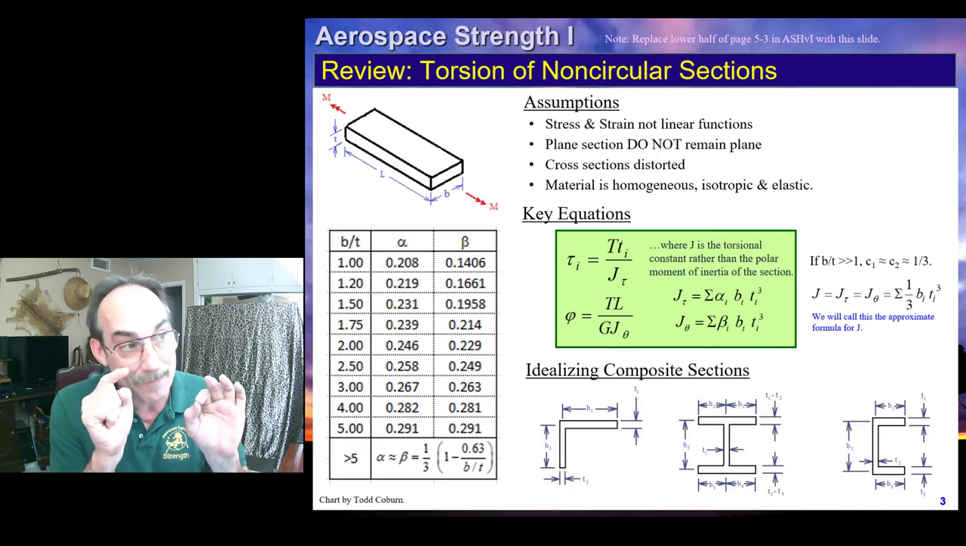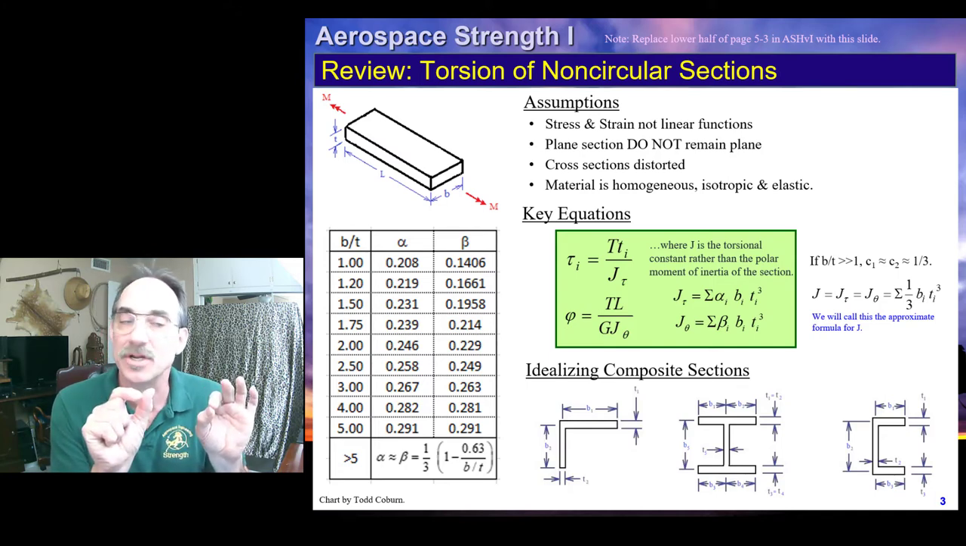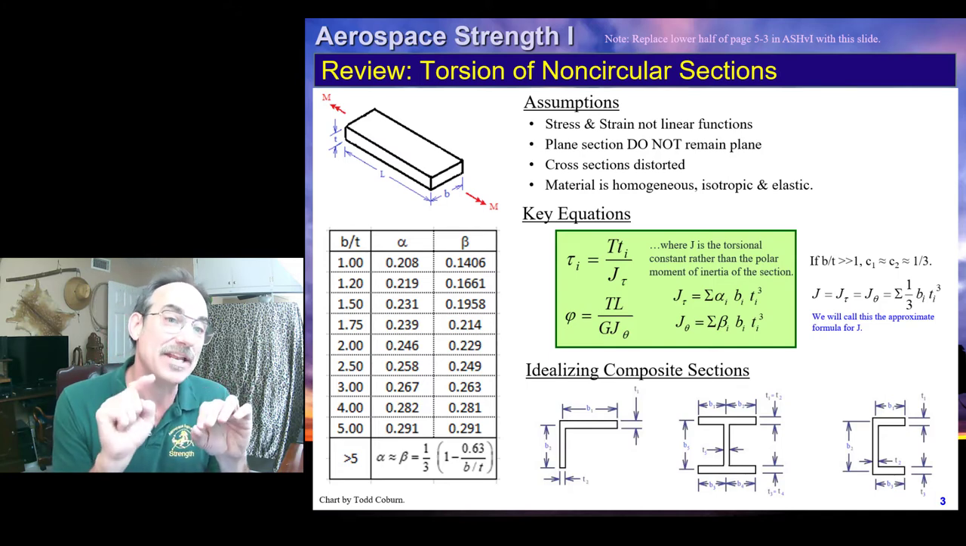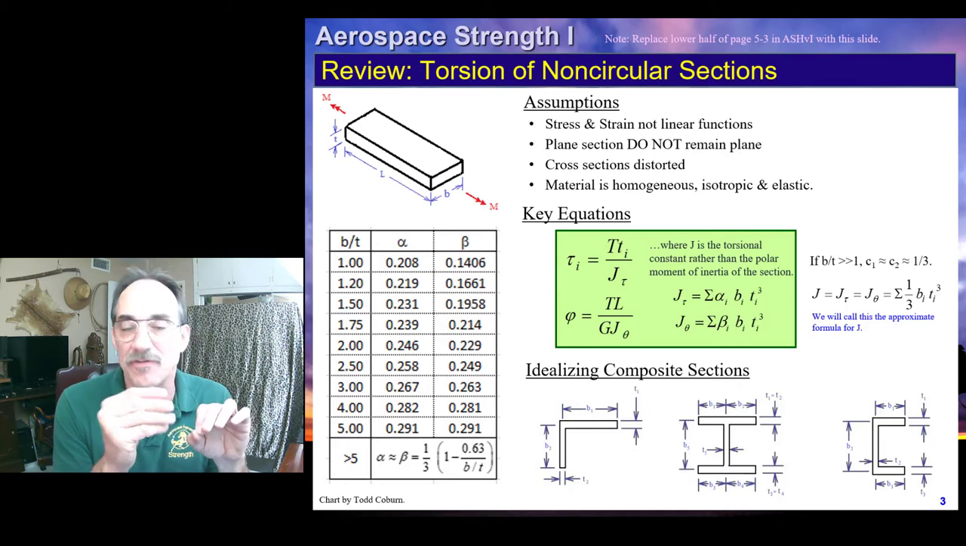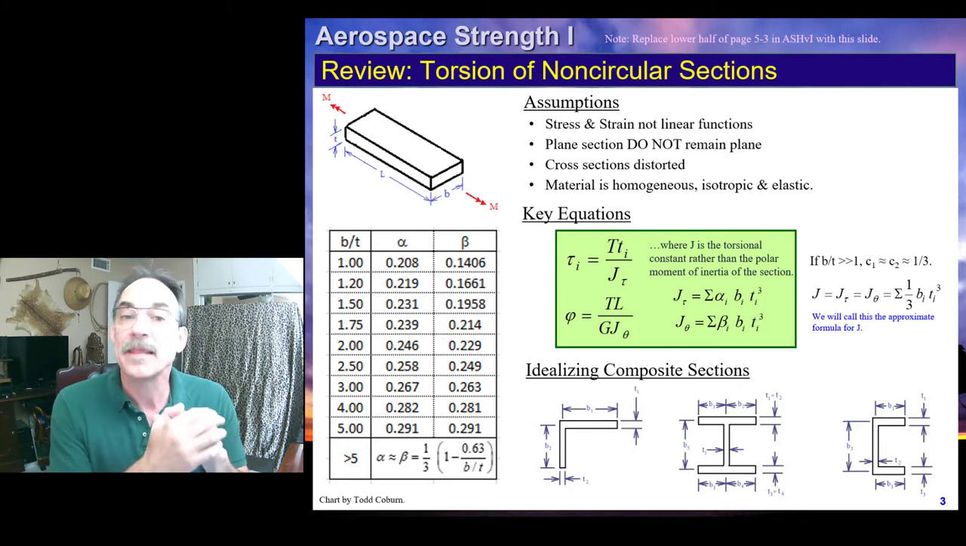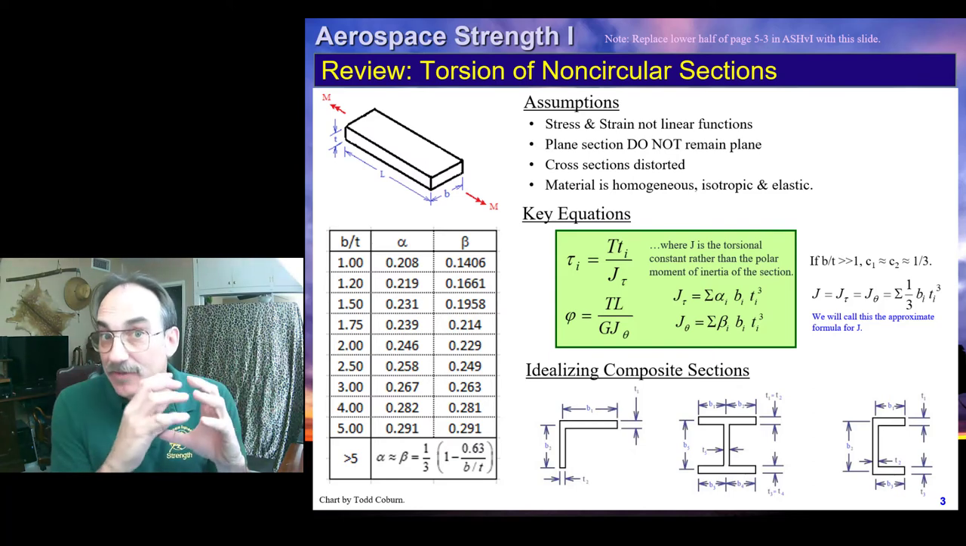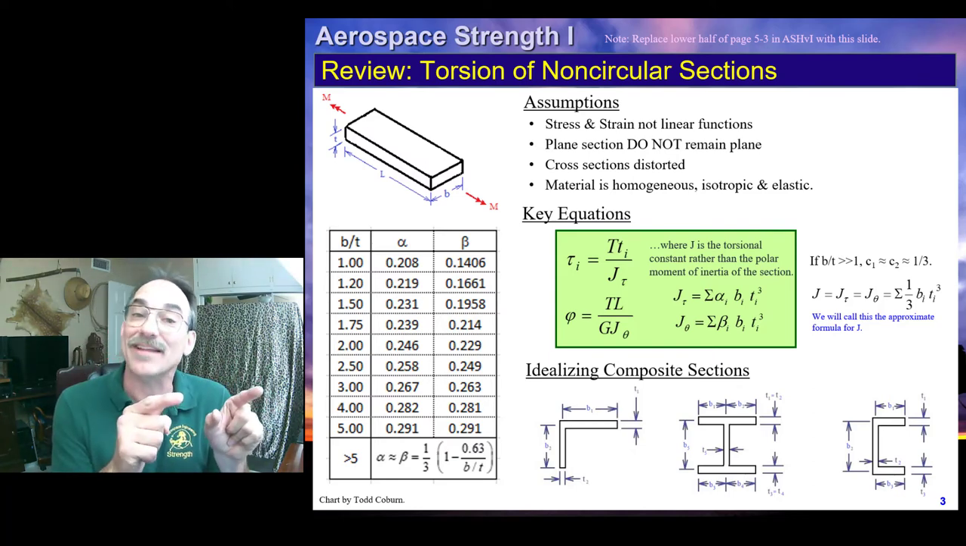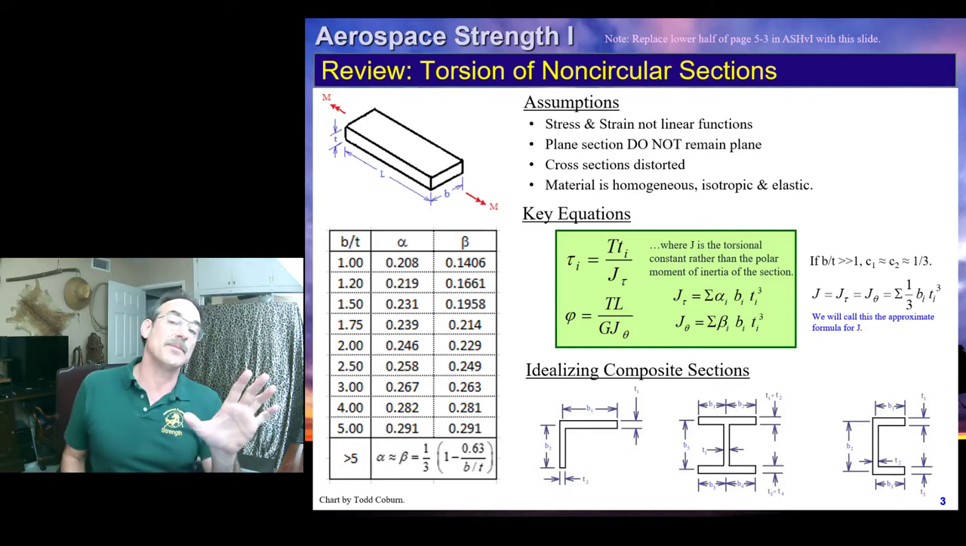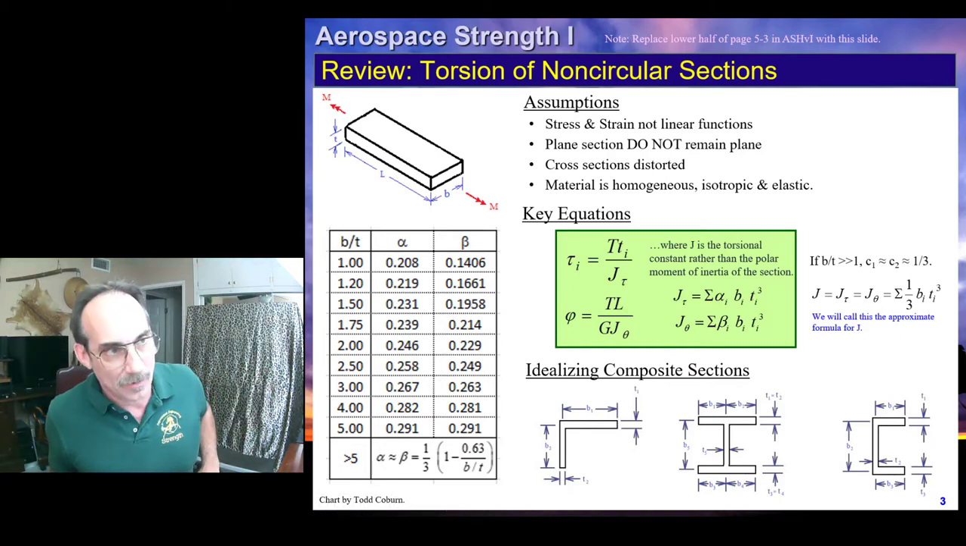When we look at the max shear stress in each flange, we're going to need to take the T over J and use the thickness of the flange to find the max shear stress. The TL over GJ is analogous to what we did for round sections, but now we have a different torsional constant we talked about in our last video.